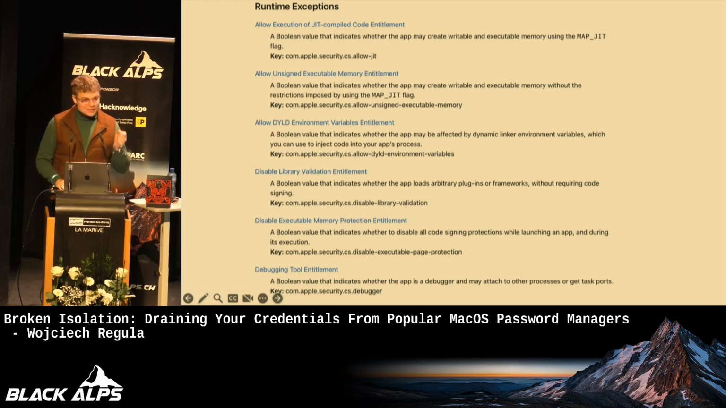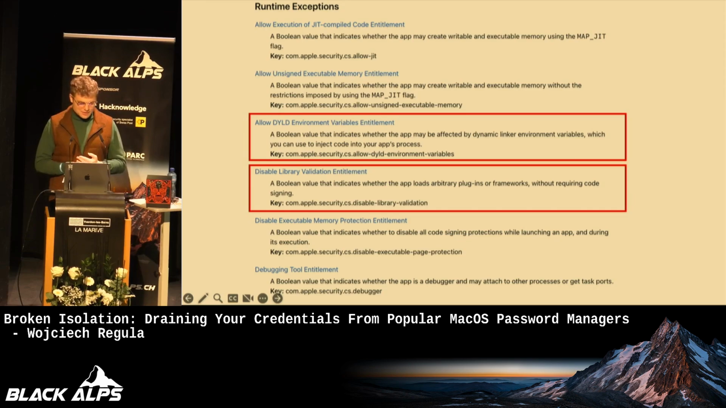And there are at least two interesting runtime exceptions. The first one is the allow DYLD environment variables entitlement, and the second one is the disable library validation entitlement. So let's start from the latter. On macOS, if you have an application signed with your developer ID, and this application wants to load a dynamic library, macOS will verify if the dynamic library is signed directly by Apple or has been signed with the same developer ID certificate. So if you want to perform DLL hijacking, known from Linux, with a library signed with a different dev ID, in theory macOS should block it.